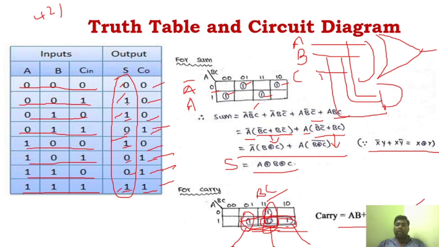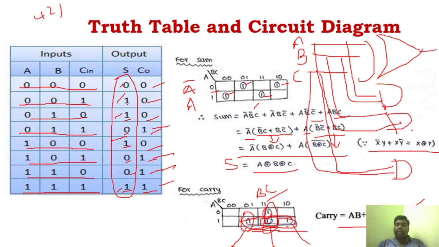And B, C, you have to do another AND gate. And similarly, A, C, you can do another AND gate, right? And then you have to add all these things, correct? You have to use an XOR gate for that, correct? So this is sum and this is carry. You can also draw in this particular method, right?